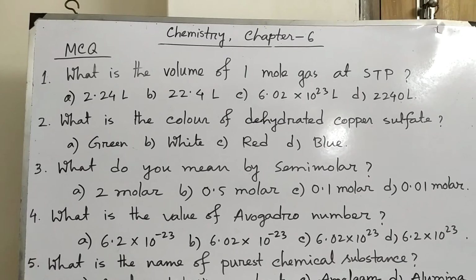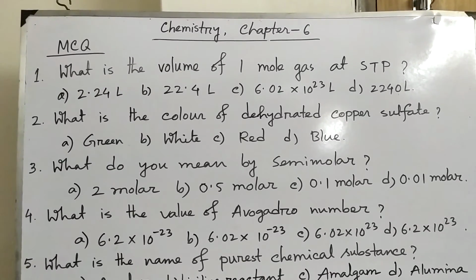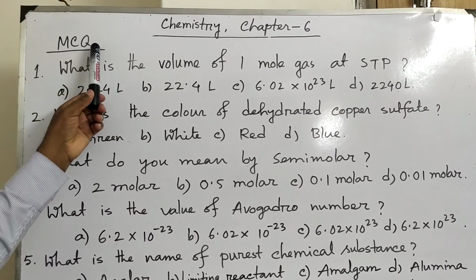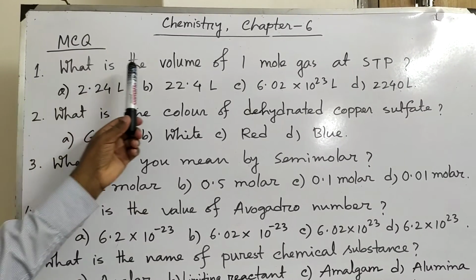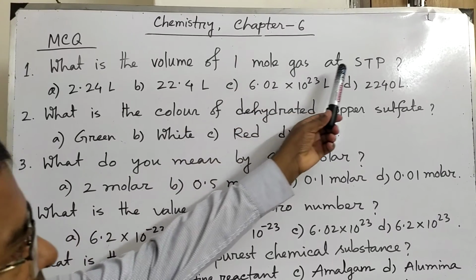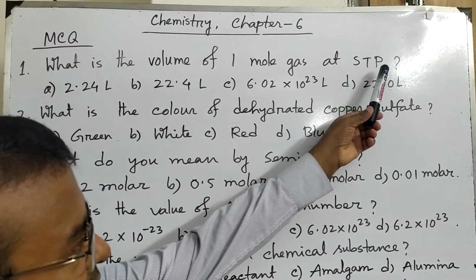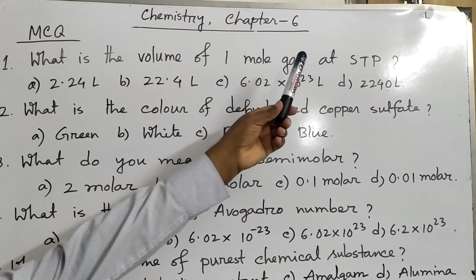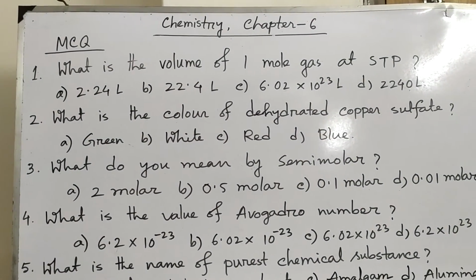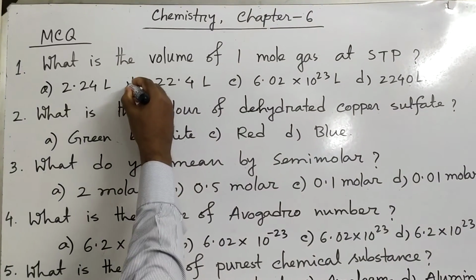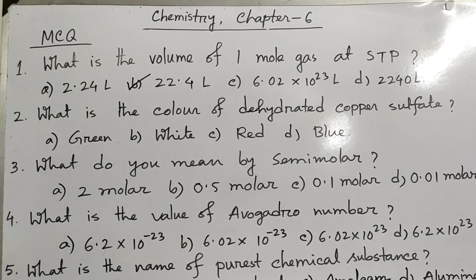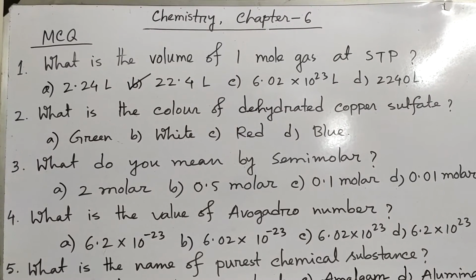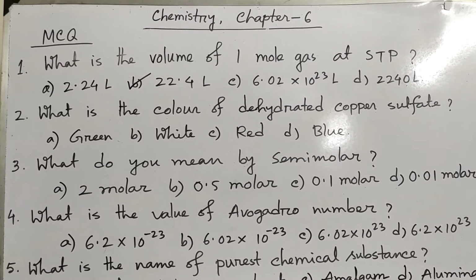Okay, dear students, we have finished the creative question. So now I will discuss MCQ, multiple choice questions. First one I have written, what is the volume of 1 mole gas at STP, standard temperature and pressure? Everybody knows that the volume of 1 mole gas at standard temperature and pressure is 22.4 liters. Many times I have told the volume of 1 mole gas at STP is 22.4 liter.